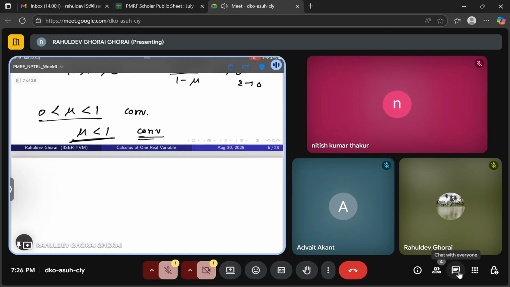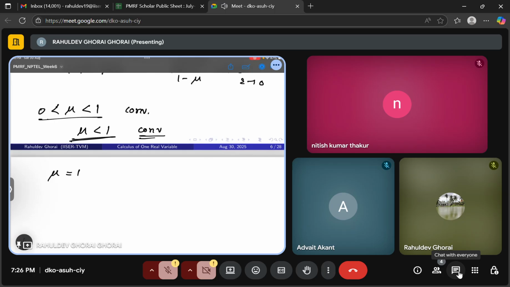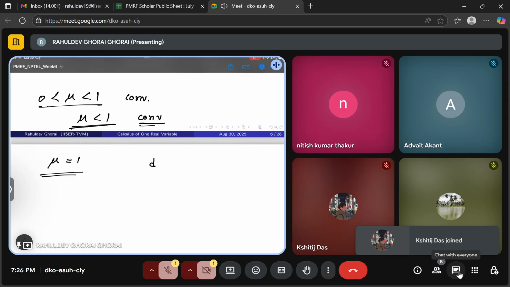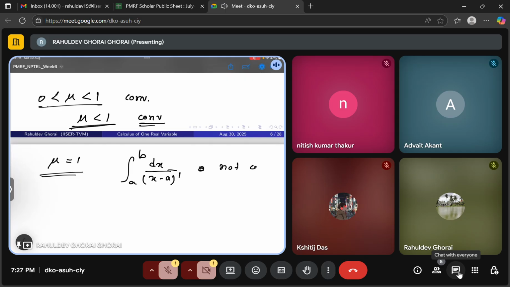What about when mu is equal to 1? That we have already seen. It will be the integral from a to b of dx over (x minus a) to the power 1, and we have seen, like 1 by x dx, it will not converge. So not convergent, that we have seen in the first question. So this integral of dx over (x minus a) to the power mu from a to b converges if and only if mu is less than 1.